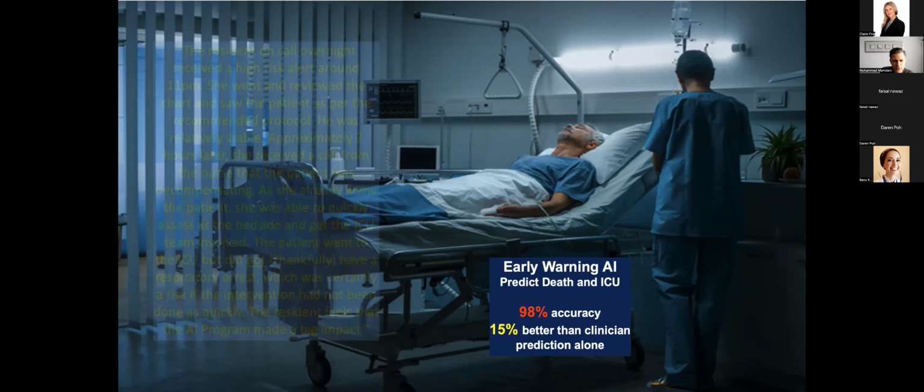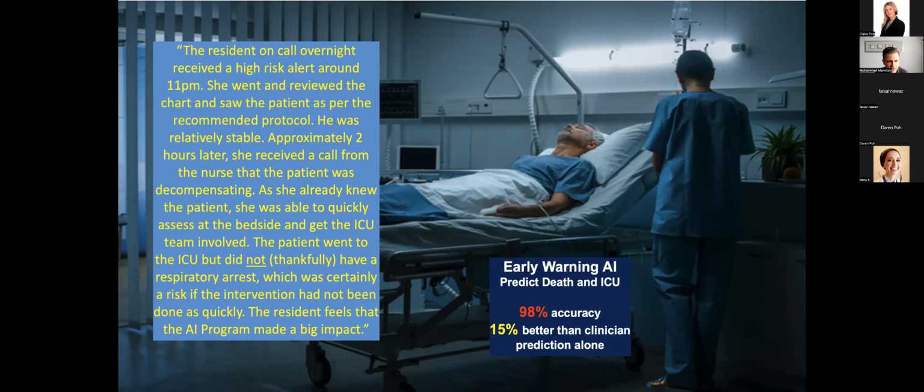When we launched, we saw stories like this come about. The resident on call overnight received a high-risk alert around 11 p.m. She went and reviewed the chart and saw the patient as per the recommended protocol. He was relatively stable. Approximately 2 hours later, she received a call from the nurse that the patient was decompensating. As she already knew the patient, she was able to quickly assess at the bedside and get the ICU team involved. The patient went to the ICU, but thankfully did not have a respiratory arrest, which was certainly a risk if the intervention had not been done as quickly. The resident feels that the AI program made a big impact.